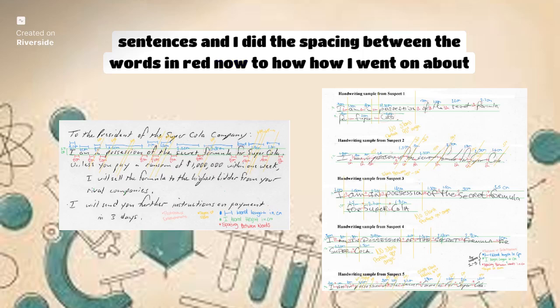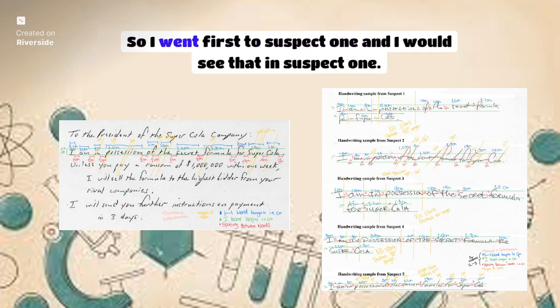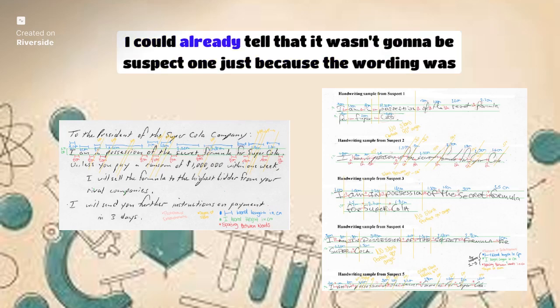Now, after I labeled everything, because it's not just about labeling, I had to compare them. So I went first to suspect one, and straight off the bat, without even putting any measurements, I could already tell that it wasn't going to be suspect one, just because the wording was completely different.